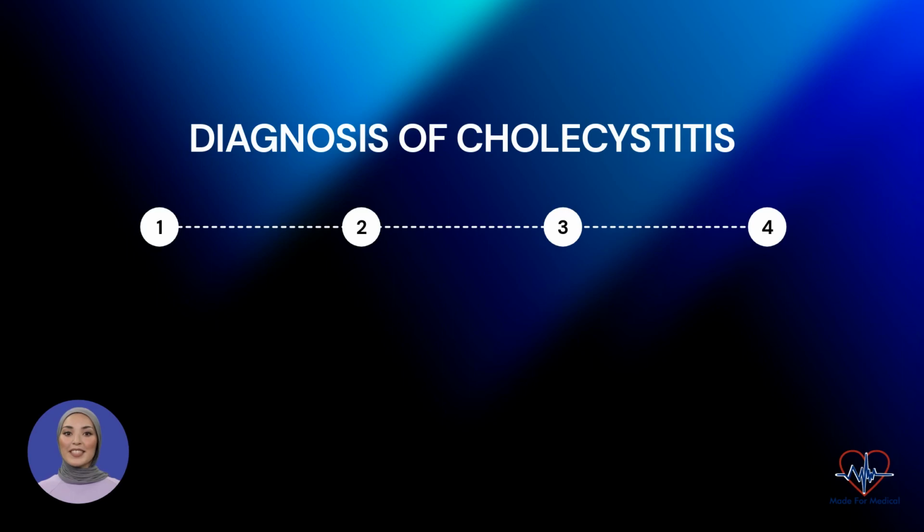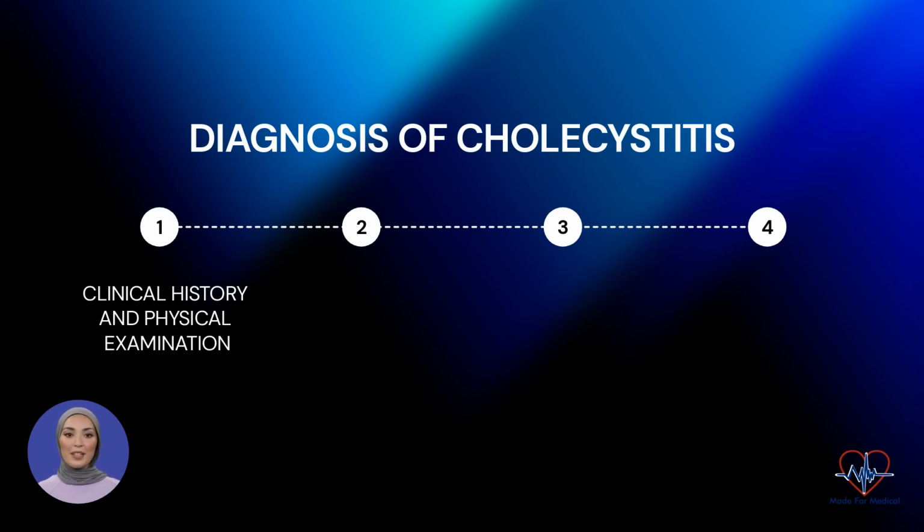Diagnosing cholecystitis involves a combination of clinical evaluation, medical history review, and diagnostic tests. Here are the key aspects of diagnosing cholecystitis: clinical medical history and physical examination. Begin by obtaining a detailed medical history from the patient, including their symptoms, duration of pain, and any factors that worsen or alleviate the pain, such as food intake.